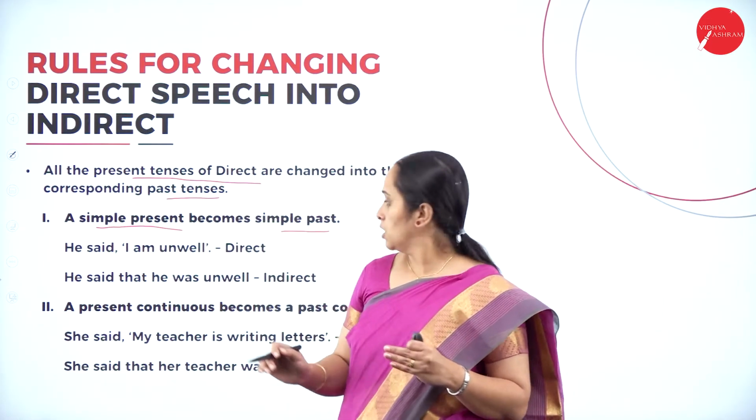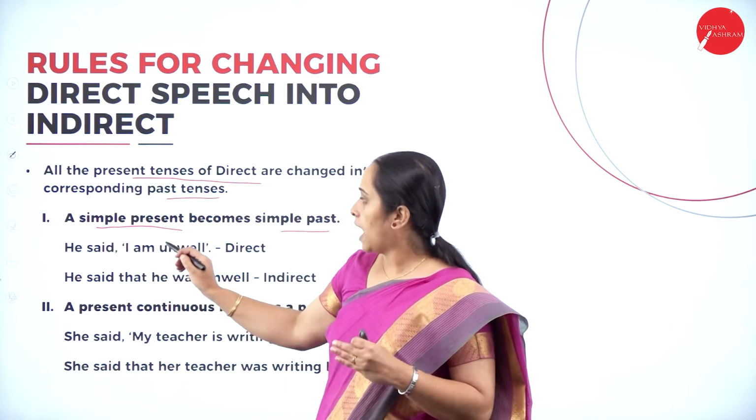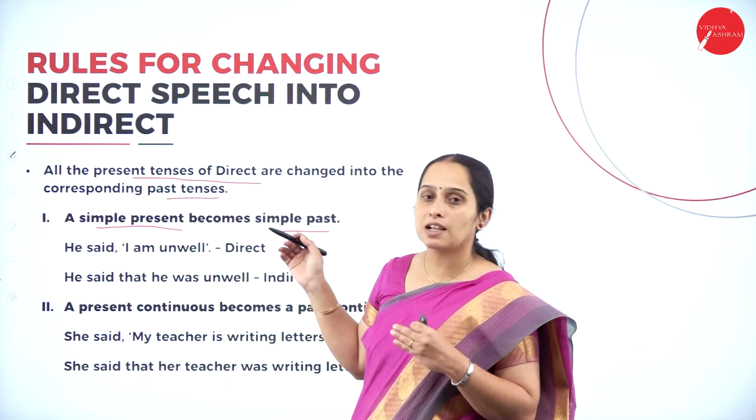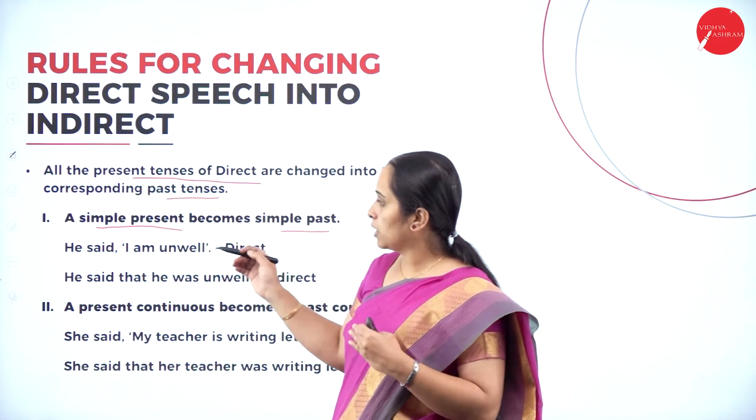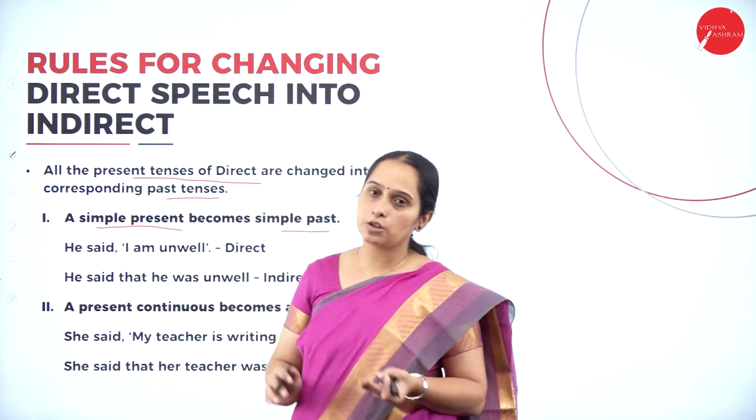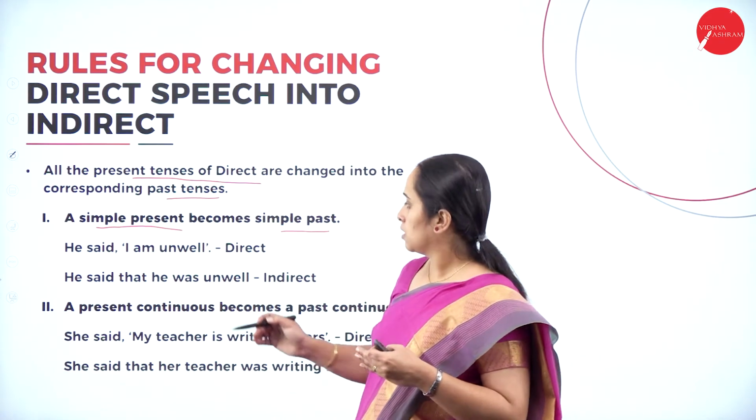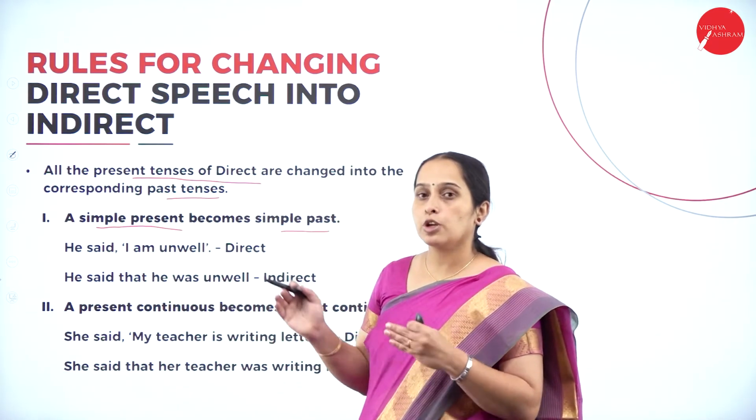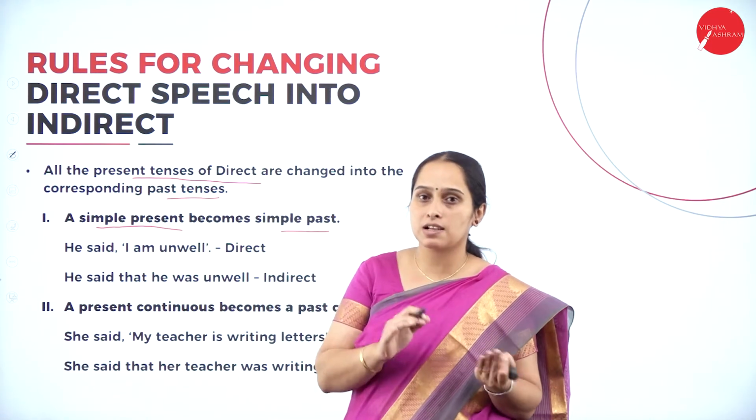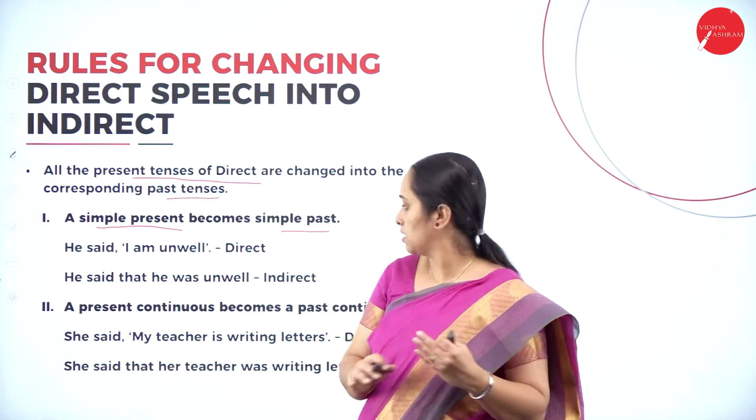Now here, he said, "I am unwell." This is the direct speech. Okay, it's in simple present tense. So let's change that into indirect speech. He said that he was unwell. So "he was" is a past tense. It's a simple past tense.